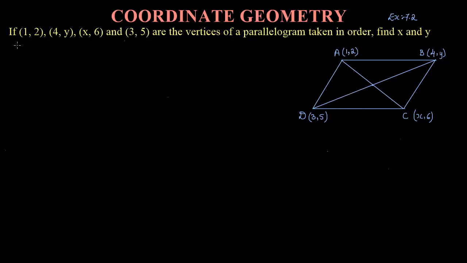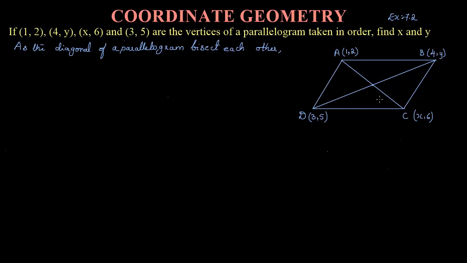So as the diagonals of a parallelogram bisect each other, you people know the diagonal of a parallelogram will always bisect each other. So if it is bisecting, what will happen?